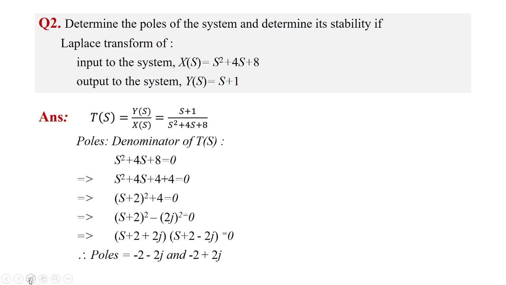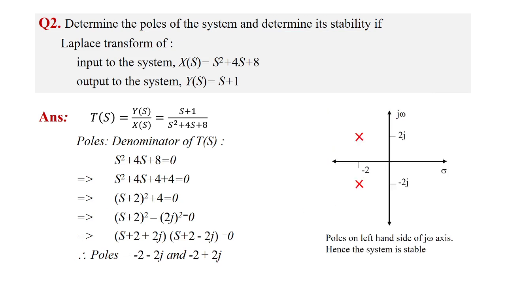The poles are minus 2 minus 2j and minus 2 plus 2j. So the real term is minus 2. So definitely it will lie on the left hand side. So this is the pole minus 2 plus 2j, and this is minus 2 minus 2j. So definitely the poles lie on the left hand side. So the system is stable.